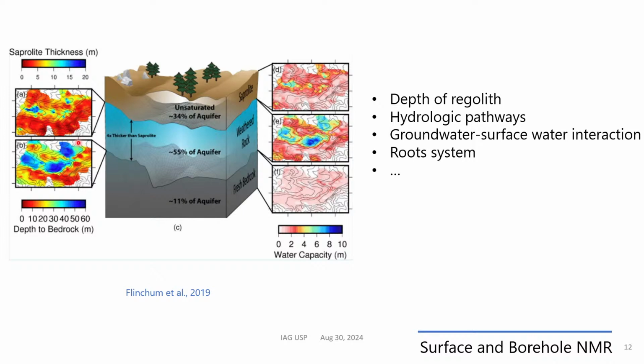After that, they use surface NMR to look at the large-area water distribution, and then use borehole NMR to constrain the surface NMR water content estimation. Therefore, they get the water capacity, or what you call the water content distribution, in this entire area. And therefore, they can calculate what percentage of the water is in the unsaturated aquifer, how much water is in the weathered bedrock, and how much of the water is in the fresh bedrock.